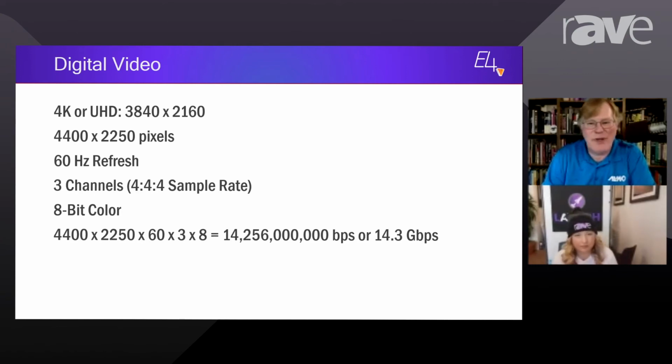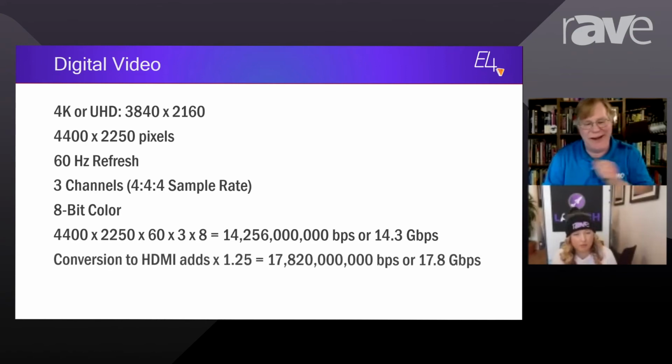But guess what? More often than not, we're doing HDMI, and HDMI goes through what's called an 8 to 10-bit conversion process. I've got to add another 1.25 for the HDMI throughput. And you've probably seen this number before: for 4K, it requires 17.8 gigabits per second. That's at full 444 sample rate. If I get down to a 411 sample rate, that is half of that 17.8.